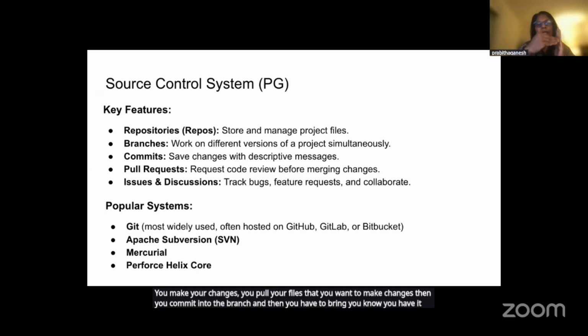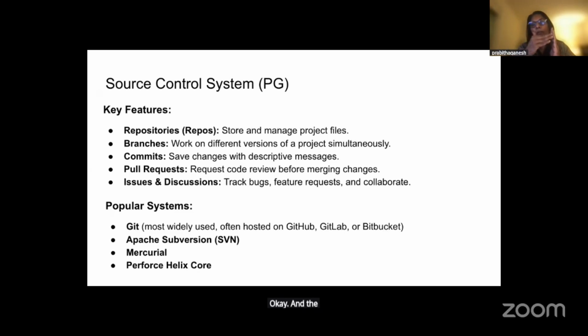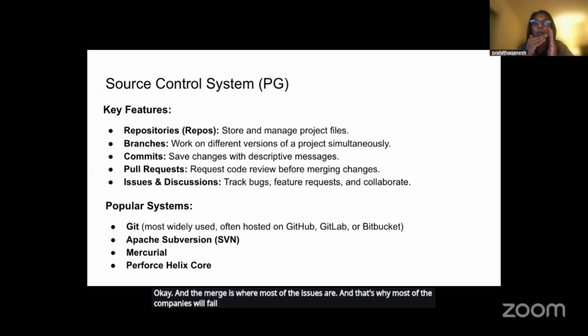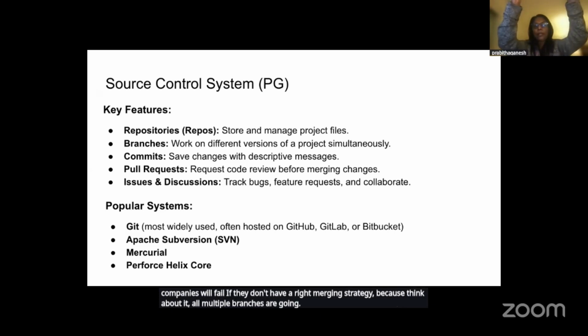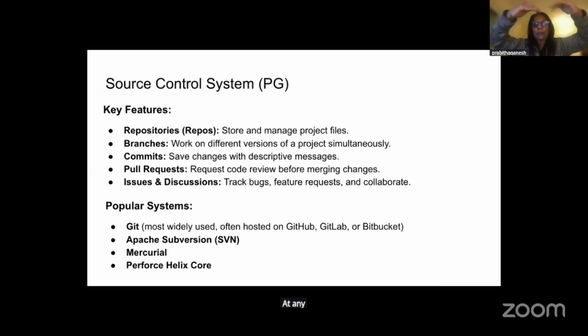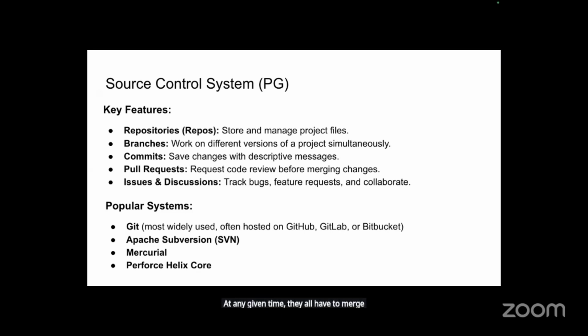So you take from the branch, from the trunk. You take from the master or the main. You take a branch. You make your changes. You pull your files that you want to make changes to. Then you commit into the branch, and then you have to bring it back. It is called merging. And the merge is where most of the issues are.